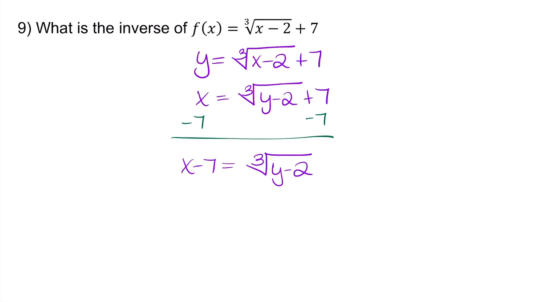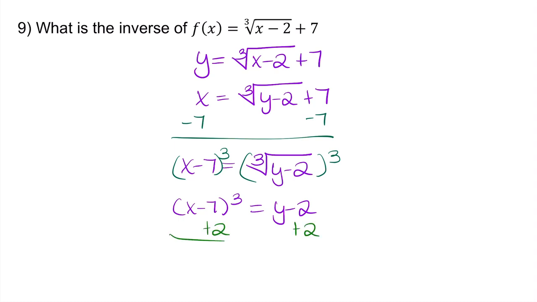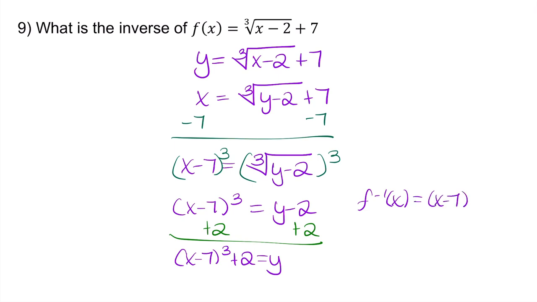Okay, so now we're going to go ahead and undo the cube root by cubing both sides. So that's going to give us x minus 7 cubed equals y minus 2. Now we need to get y by itself by going ahead and adding 2 to both sides. So we actually get x minus 7 cubed plus 2 equals y. Okay, so the inverse is now going to be x minus 7 cubed plus 2.